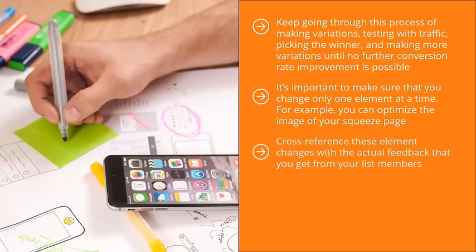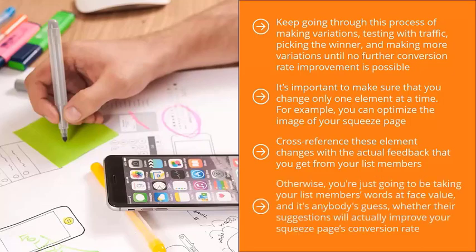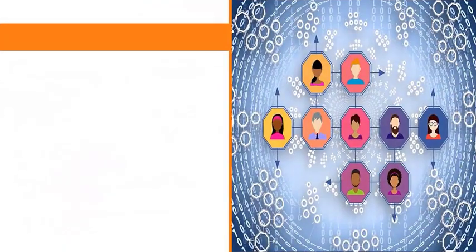Cross-reference these element changes with the actual feedback that you get from your list members. Using these two pieces of data, you should be able to come up with a statistics-driven modification strategy. Otherwise, you're just going to be taking your list members' words at face value. And it's anybody's guess whether their suggestions will actually improve your squeeze page's conversion rate.